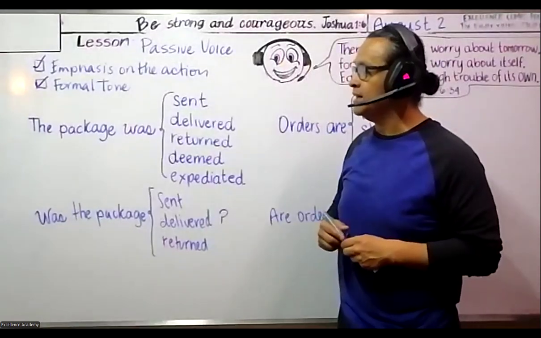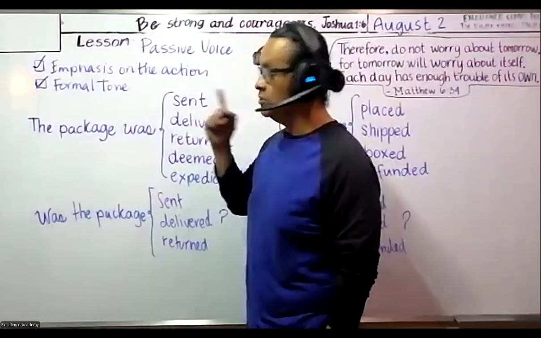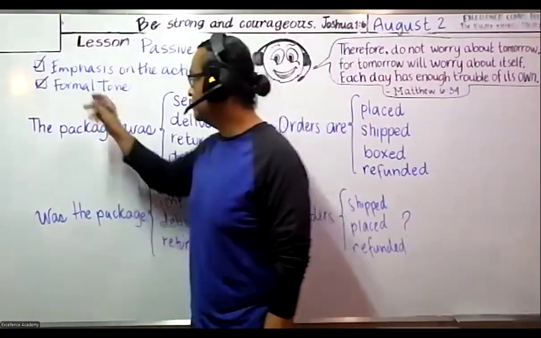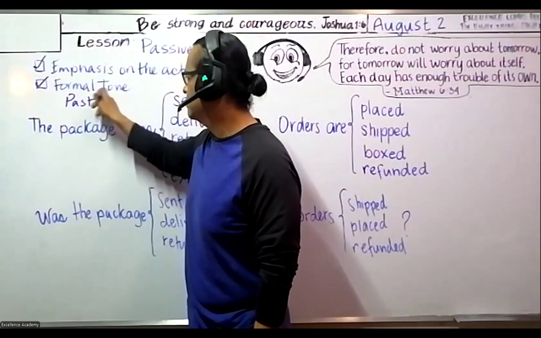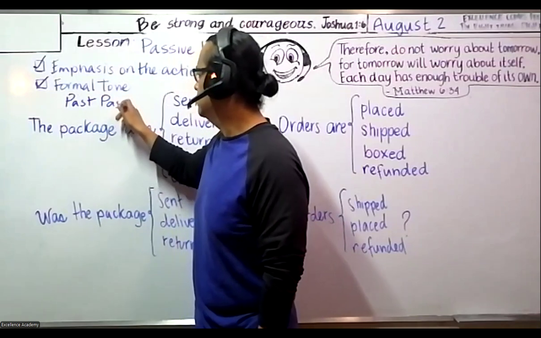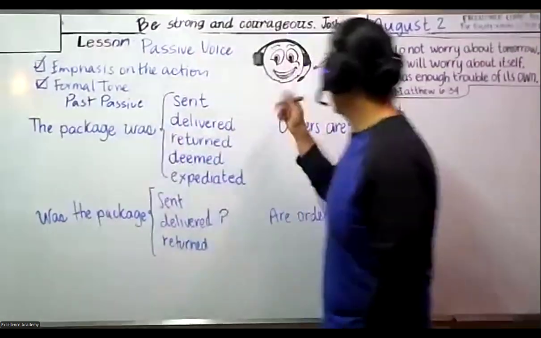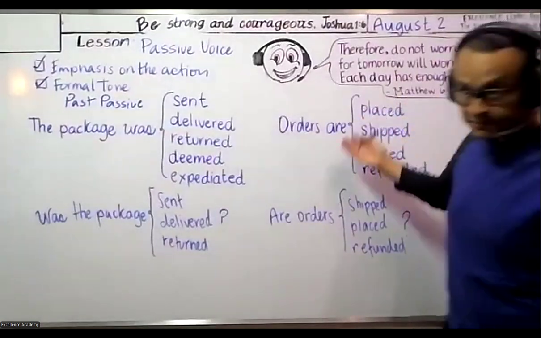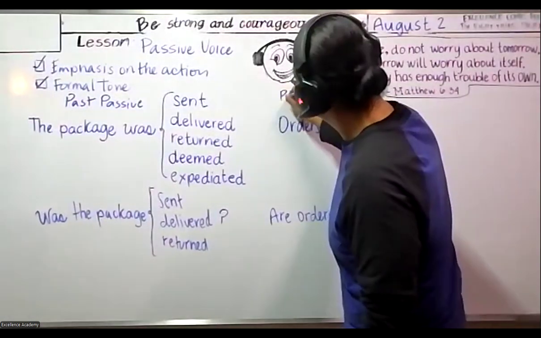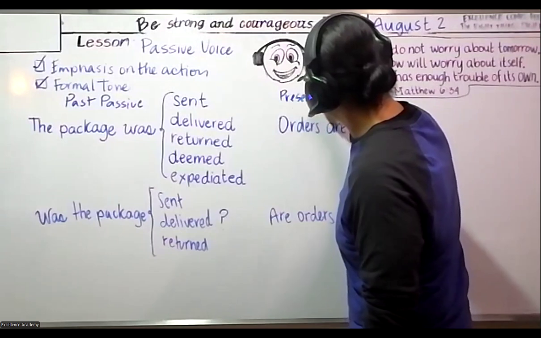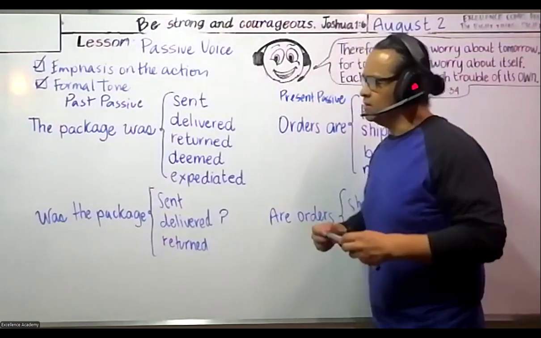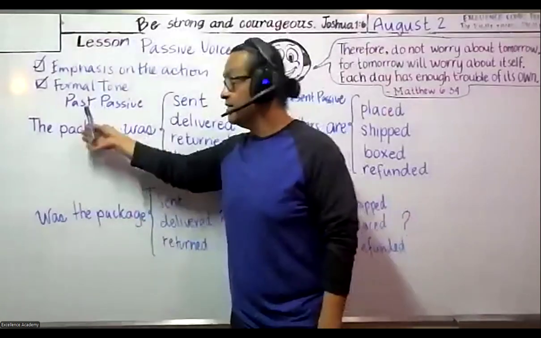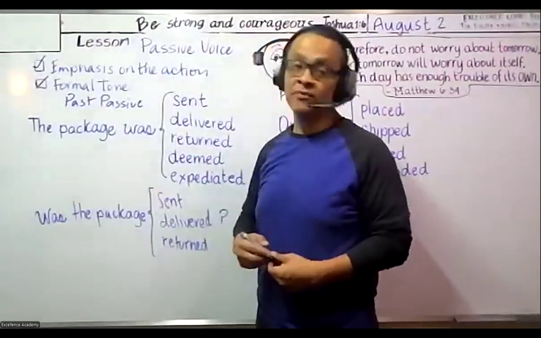To form the passive, there are two types of passive that we discussed. We talked about the past passive, and we talked about a present passive. Okay, let me refresh your memory if you missed that class. So let's talk about the past passive. How do we form the past passive?